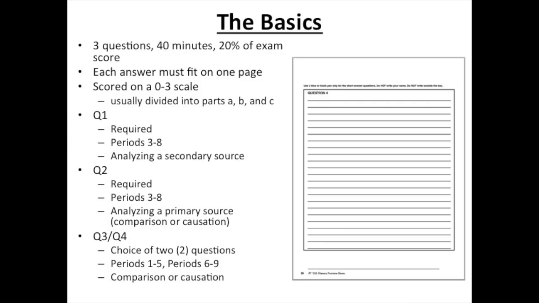As it is on other AP history exams, the short answer question comes after multiple choice but before the longer essays, the DBQ and the LEQ. It lasts 40 minutes. It counts 20% of your exam score, and there are 3 short answer questions, so each one counts 6% and change of your exam score.